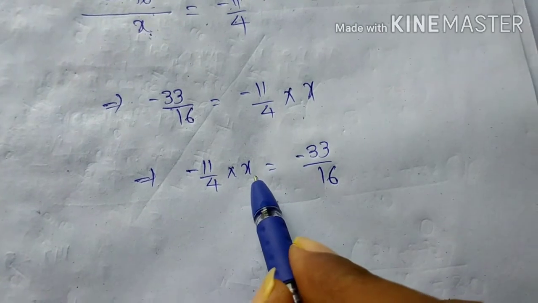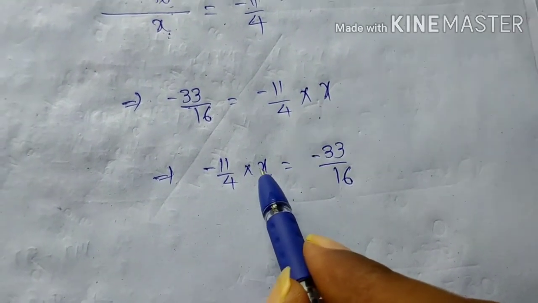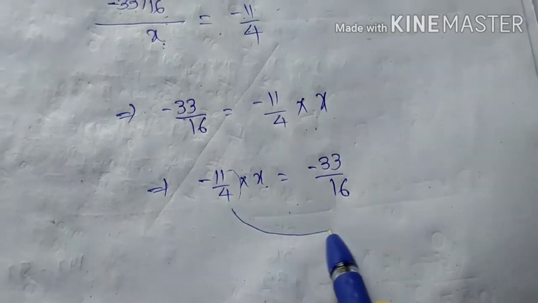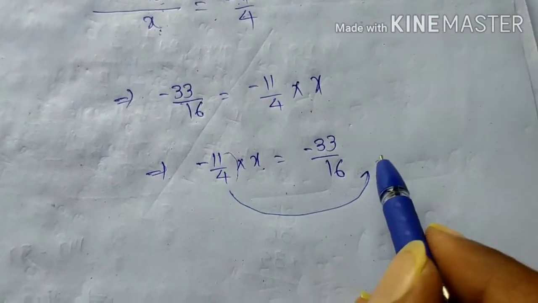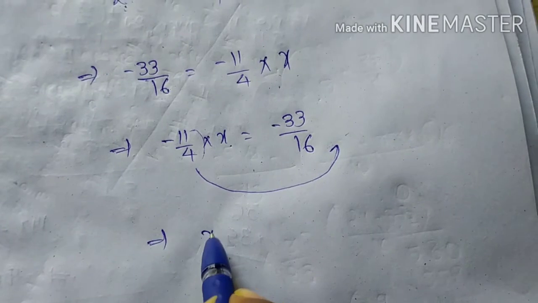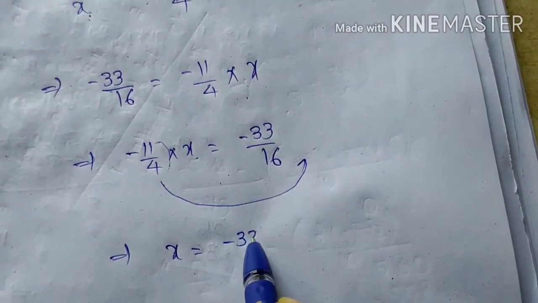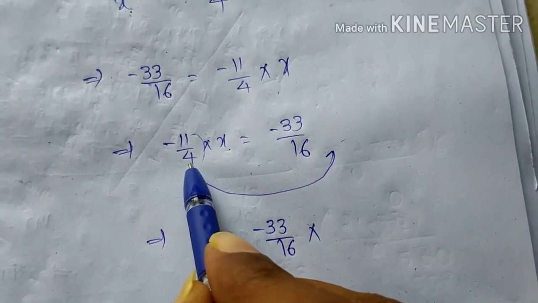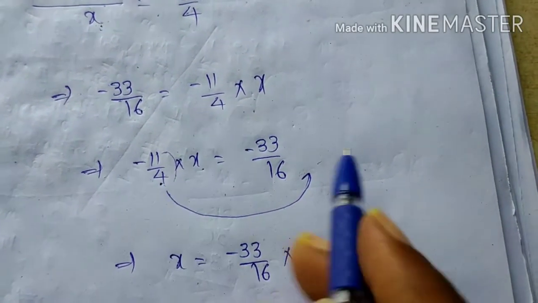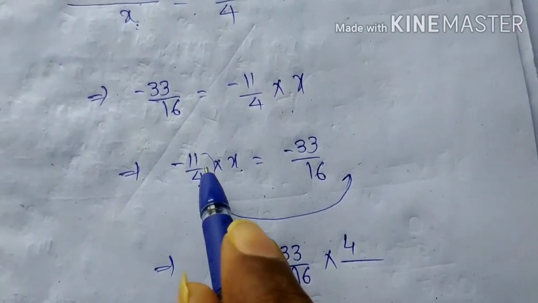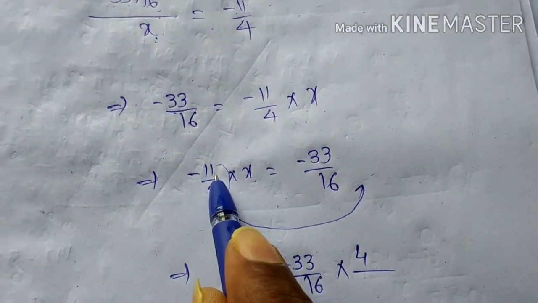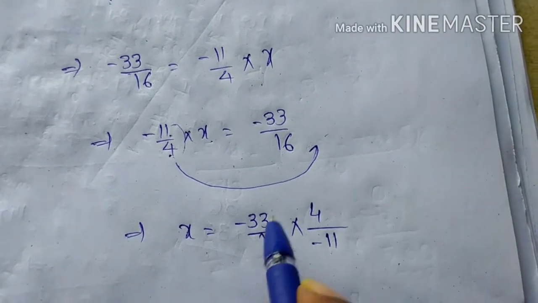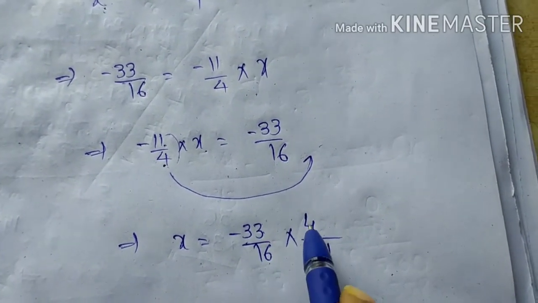We need to find the x value. Yes or no? We need to find that number. So I am transposing the remaining constant terms to the RHS. That means I am writing here x is equal to minus 33 by 16 into, see here, 4 is the denominator so it will become the numerator, and 11 is the numerator so it will become the denominator. You can write here minus 11. Minus 33 by 16 into 4 by minus 11.